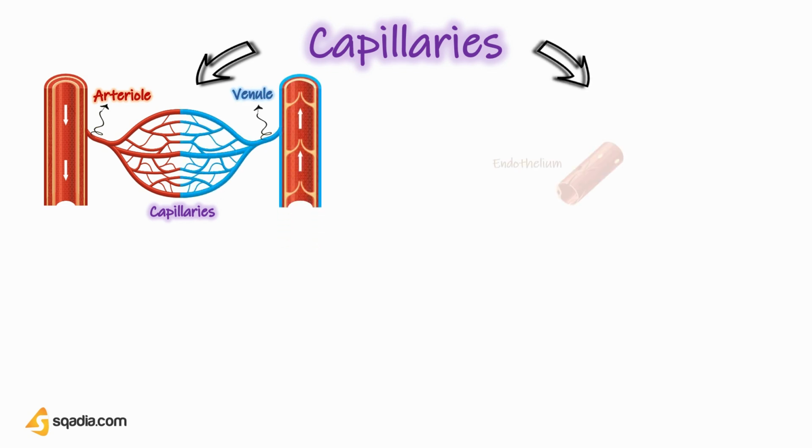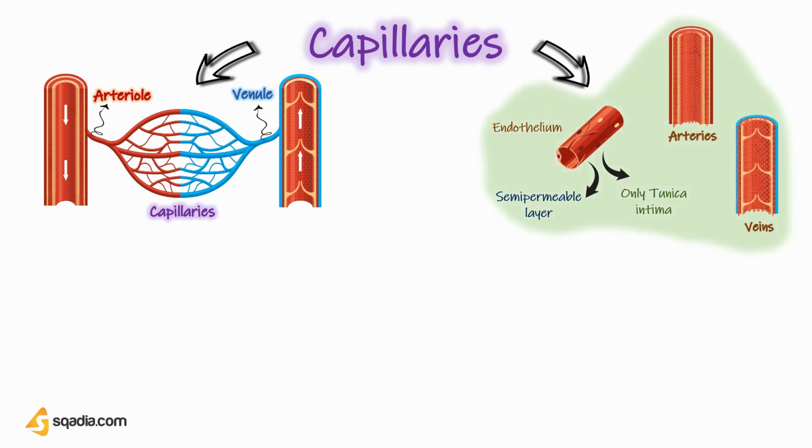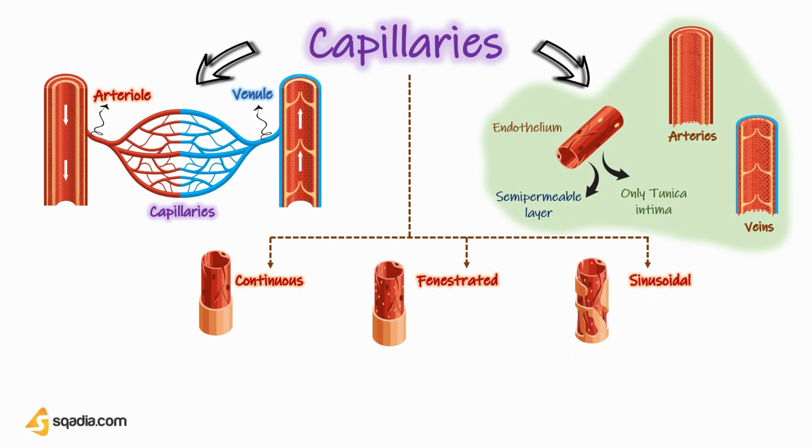The walls of capillaries are also composed of endothelium and form the semipermeable layer through which substances in blood are exchanged with substances in tissue fluids surrounding cells of the body. Their walls contain a thin tunica intima and nothing else. Therefore, this structure of the capillary wall differs from a vein or an artery. There are 3 types of capillaries, which include continuous, fenestrated, and sinusoidal.